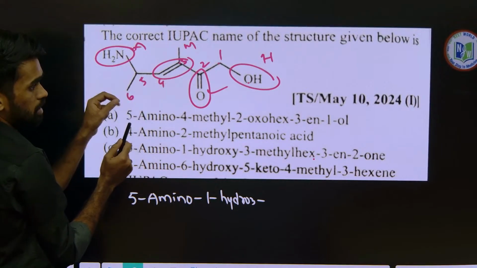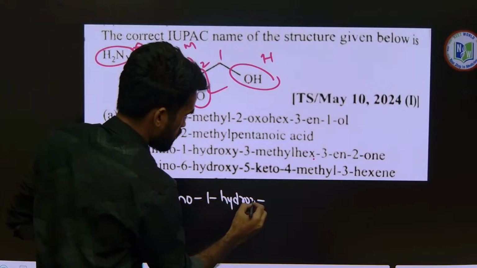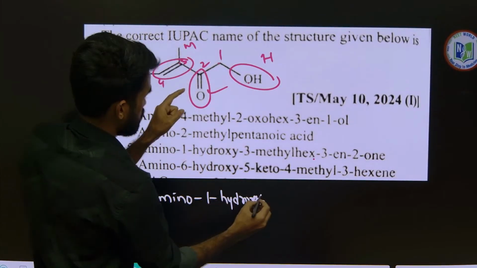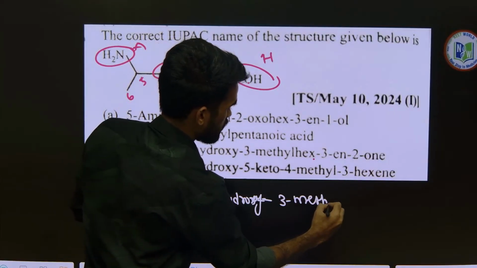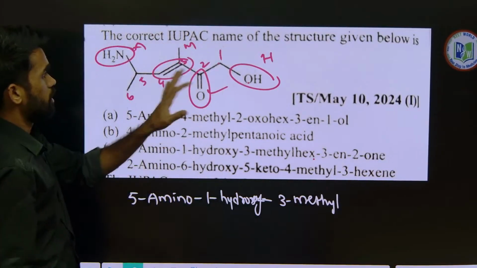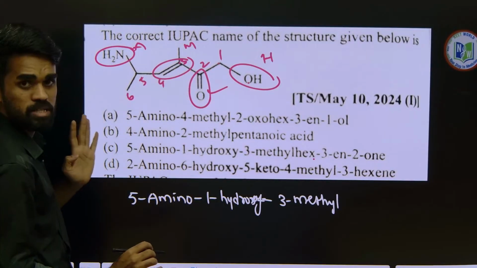So hexane, and what is the position of the triple bond here? 3 now, hydroxy and 3 methyl. Let me write it first. 3 methyl. That's it. Oh, all substituents are over. Now what is the parent chain? 6 carbons are there now.